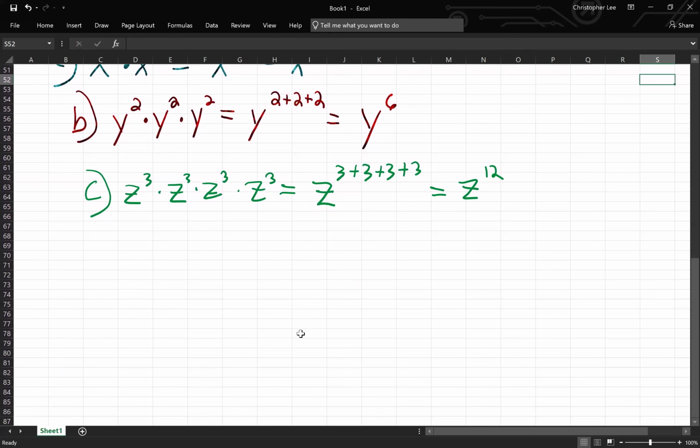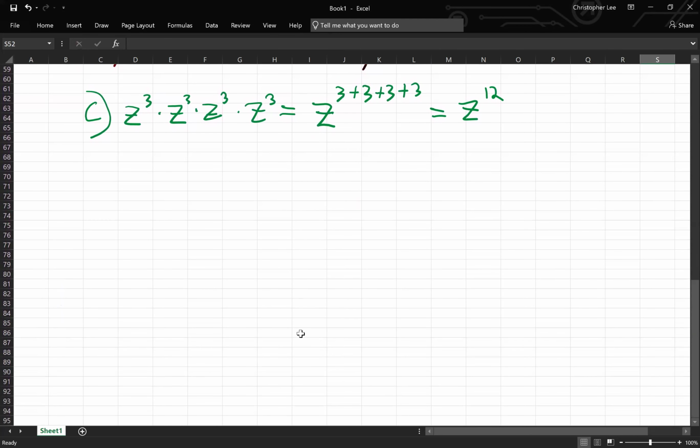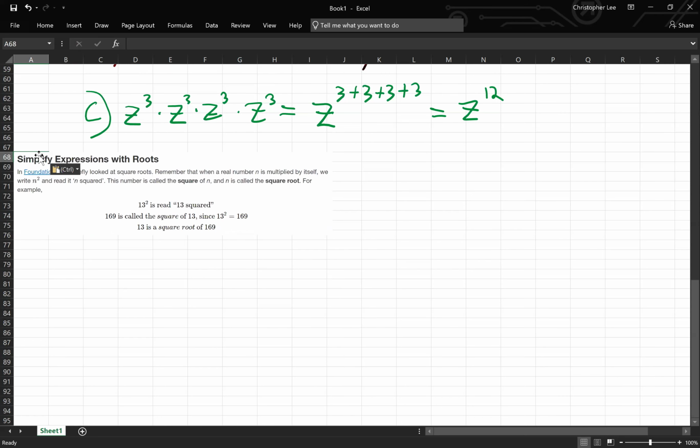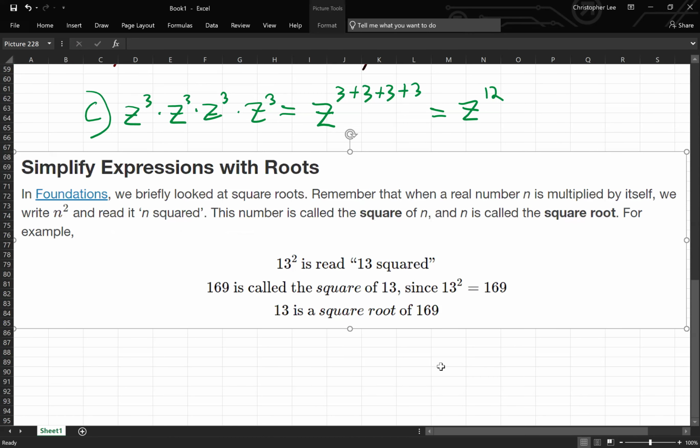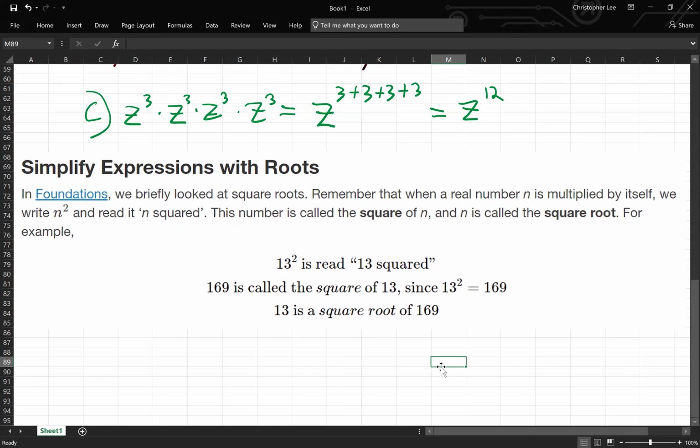So for today's lesson, I want to start off with a little bit of terminology and vocabulary. So we're going to start off a little simple. What we're going to be doing is simplifying expressions with roots, right? So in the beginning, we briefly looked at square roots, right? Remember that when a real number n is multiplied by itself, we write n squared. This number is called the square of n, and n is called the square root.